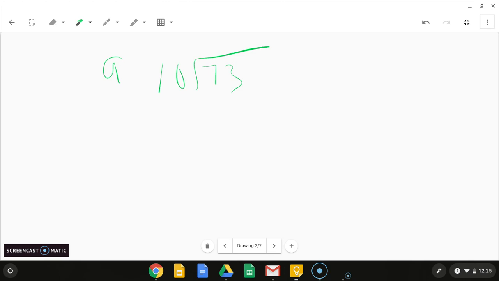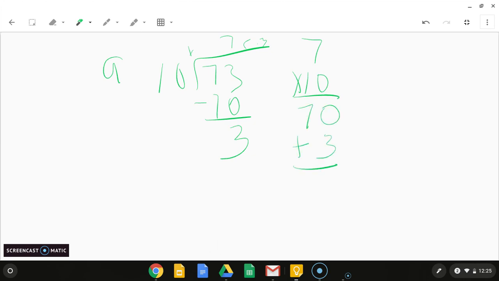Okay, 10 cannot go into 7, but 10 can go into 73 7 times. 7 times 10 is 70. We have 3. We have nothing to bring down. So 7, remainder 3. Don't forget to check. 7 times 10 is 70. Then we add our remainder. We get 73. There you go. I've given you the answer to letter A. Letter B.